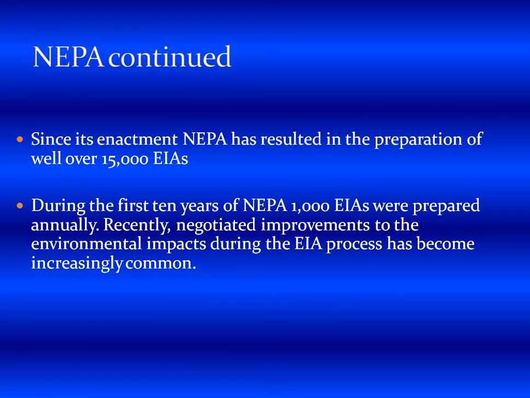Since its enactment, NEPA has resulted in the preparation of over 15,000 EIAs. As I mentioned, it is a pioneer in EIA all over the world. So 15,000 EIAs have been prepared. During the first 10 years of NEPA, 1,000 EIAs were prepared annually. Recently, negotiated improvement to the environmental impact during the EIA process has become increasingly common.